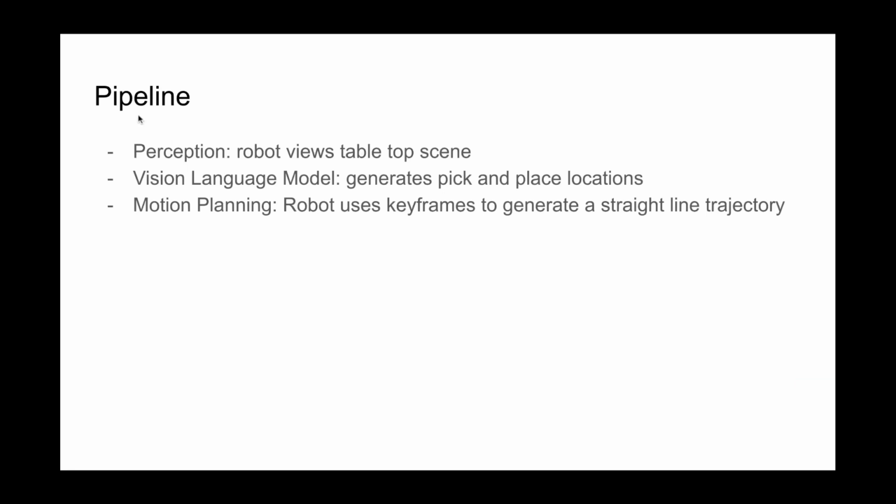So the pipeline that I have created is that the robot views the tabletop scene and it sends this 2D image to a vision language model, which is a neural network that generates the pick and place locations. And then for motion planning, the robot can use these two locations to generate a trajectory between them. However, the main focus of the project will be to understand the properties of the vision language model.